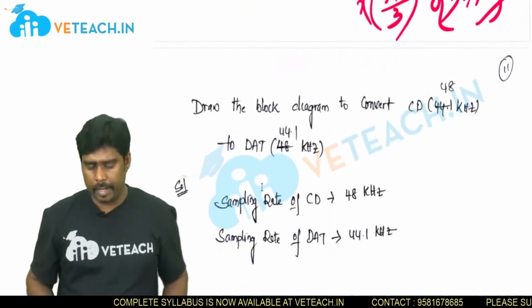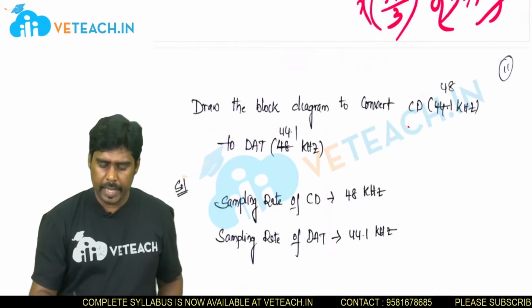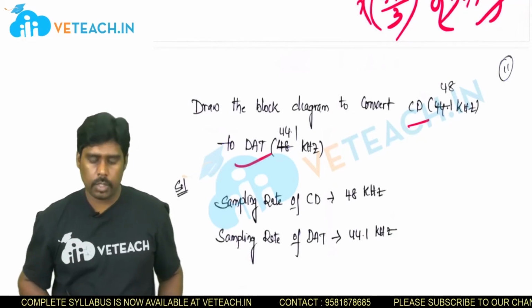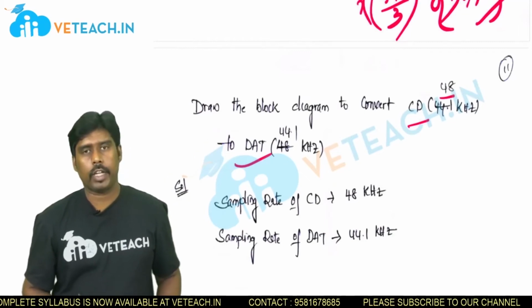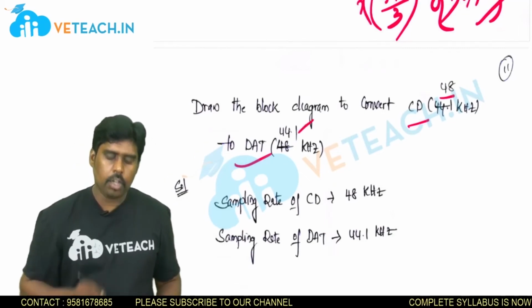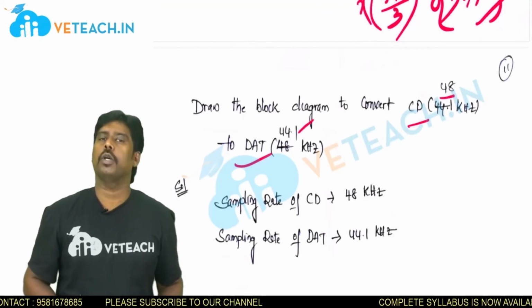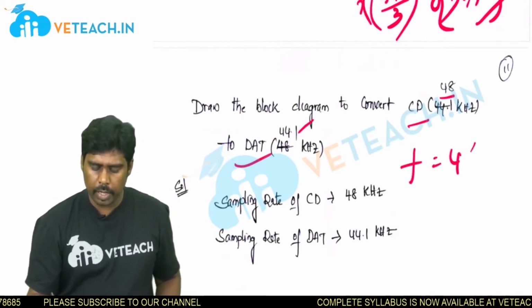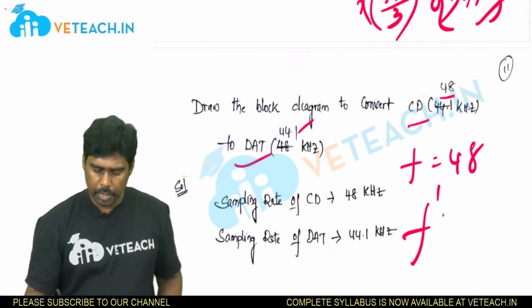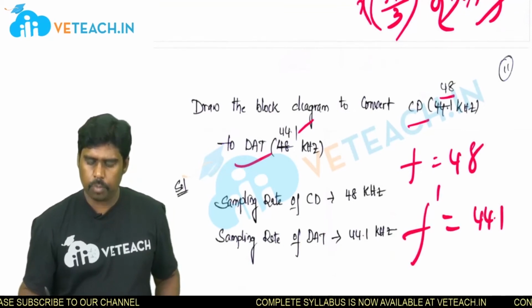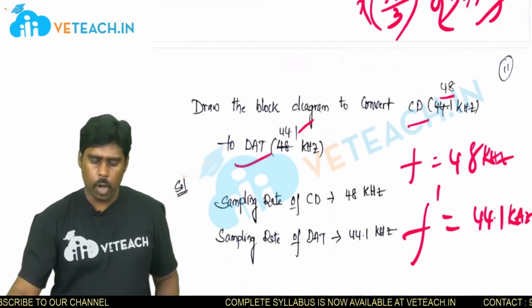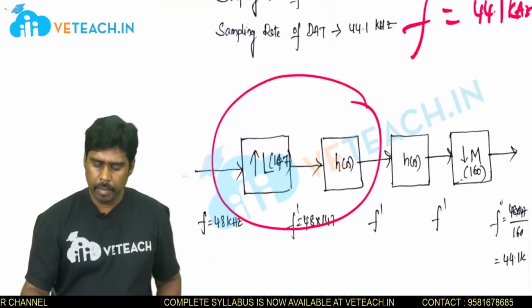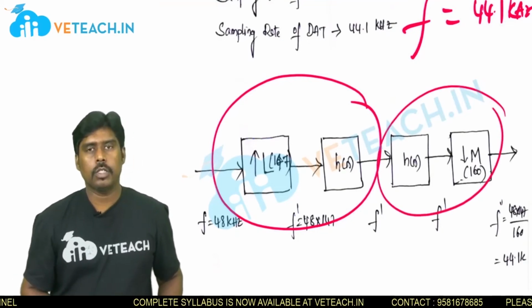One more example. Draw the block diagram to convert CD to digital audio tape. This is one of the important questions, and the CD frequency is 48 kHz, the digital audio frequency is 44.1 kHz. So you need to understand that the input frequency is 48, the output frequency is 44.1 kHz. So the block diagram is the same. The first block is upsampling, the second block is downsampling.